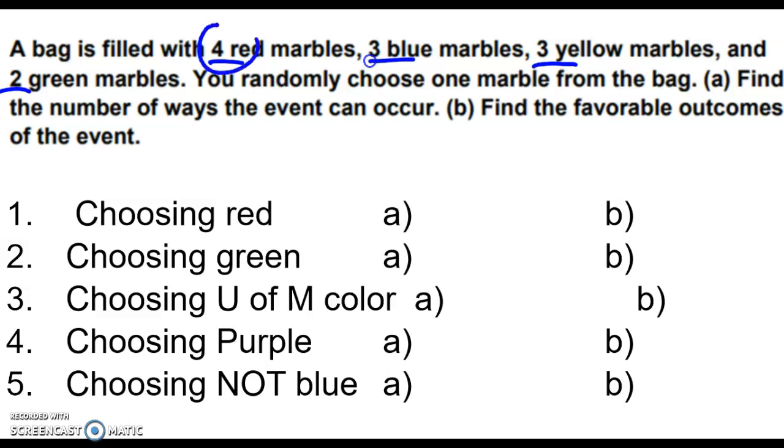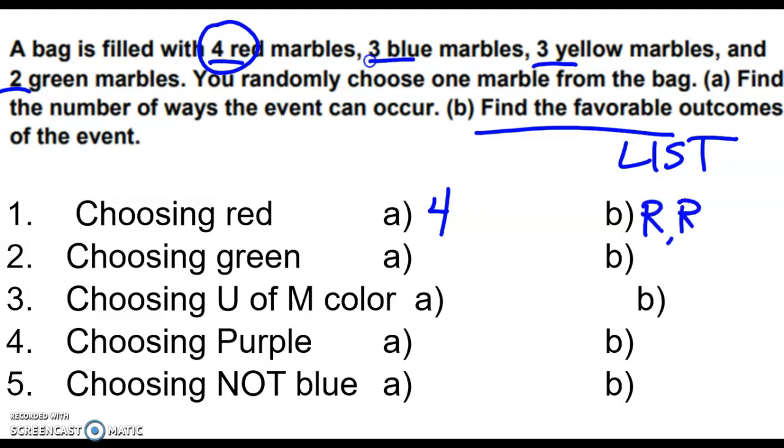Well, I see that there are 4 red marbles, so there's 4 different ways I could get a red marble. And if I list, right, find those favorable outcomes, that means list them out. The ways I can get a red marble is if I draw the red, the red, the red, or the other red, right? All right, how about choosing green? Well, I'm looking and there are 2 green. So there are 2 ways I can get a green, and that is if I draw the green or the other green, okay? So here I'm listing out the ways it can happen. If there's more than one of those, then I list it, however many times I have a green marble. 2 green marbles, I list it twice.